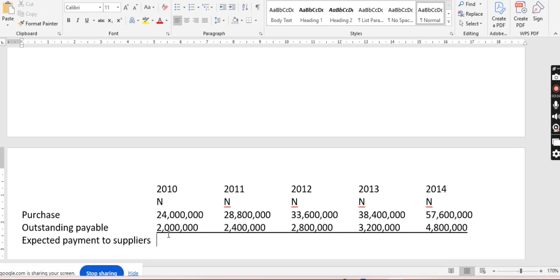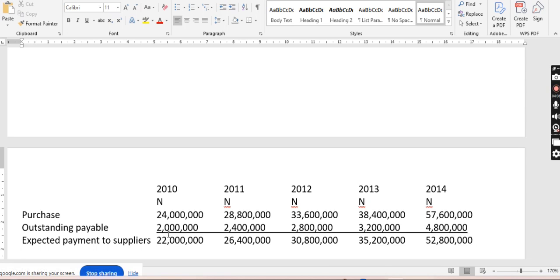22 million. Next. 26.4 million. 26,400. Next one, 30,800. 35,200. Next. 52,800.